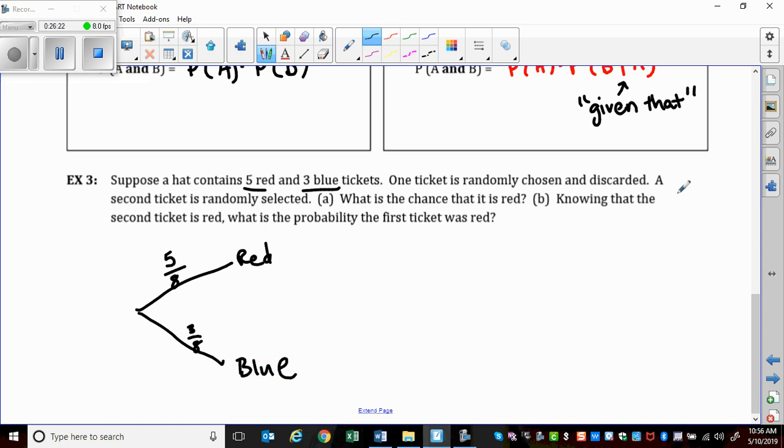1 ticket is randomly chosen and discarded. A second ticket is randomly selected. What is the chance that it is red? So if we first picked red and then we discard it, then we are going to have 7 tickets left when we choose again. And this is going to be my first ticket, and then this one is going to be my second ticket.